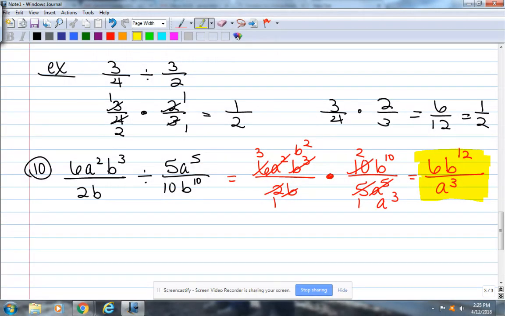So the only thing different, y'all, in multiplying and dividing is the very first step. Remember, if it's division, you got to do keep, change, flip. Okay?